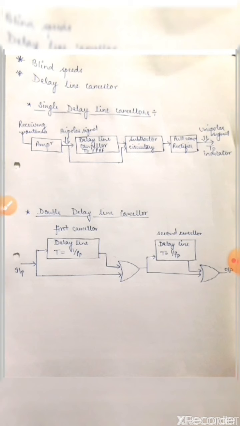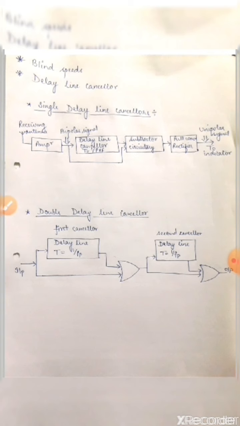Now the delay line canceller is further divided into two parts. The first part is single delay line canceller. As you all are seeing on your screen, the first figure is for single delay line canceller. The figure shows the block diagram of a simple receiver which uses a delay line canceller. This type of arrangement is known as single delay line canceller. In this, one receiving antenna is there, and the amplifier, delay line canceller, subtractor circuitry, full wave rectifier and the output signal.